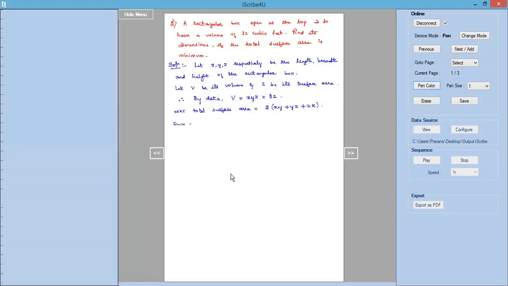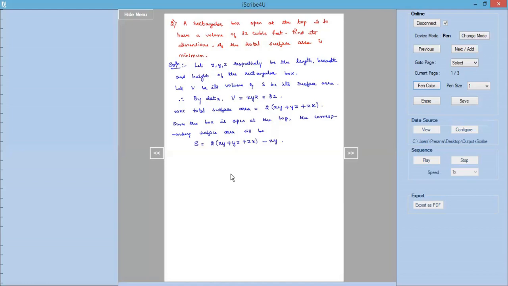Now, since the condition is mentioned here, the box is open at the top, the corresponding surface area can be written as S equal to 2 times (xy + yz + zx) minus x into y.